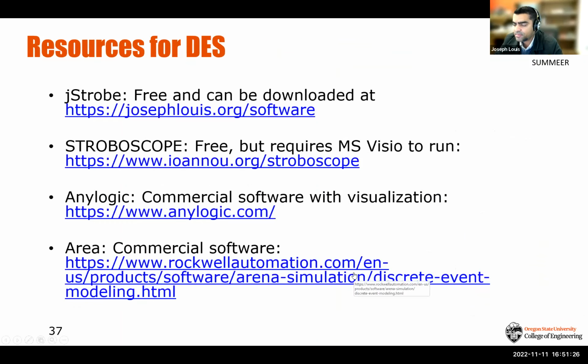All right. I also wanted to show you this page. So JSTrobe is a software that I've created. It's available for free at this website. But it's based on a software called Stroboscope that was developed by my advisor earlier. It's an amazing software. The only disadvantage is that it requires Microsoft Visio to run. But you also have more robust commercial software like AnyLogic, and it should say Arena here. These are commercial software that I'd also encourage you to check out. Of course, that requires a fee.